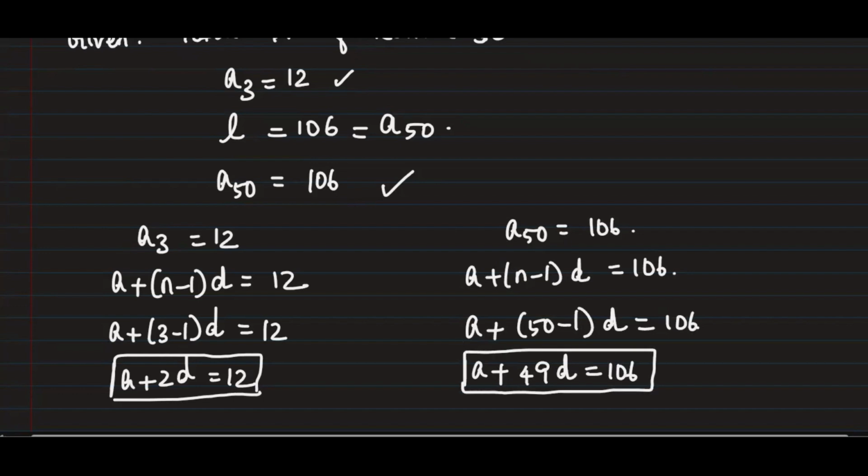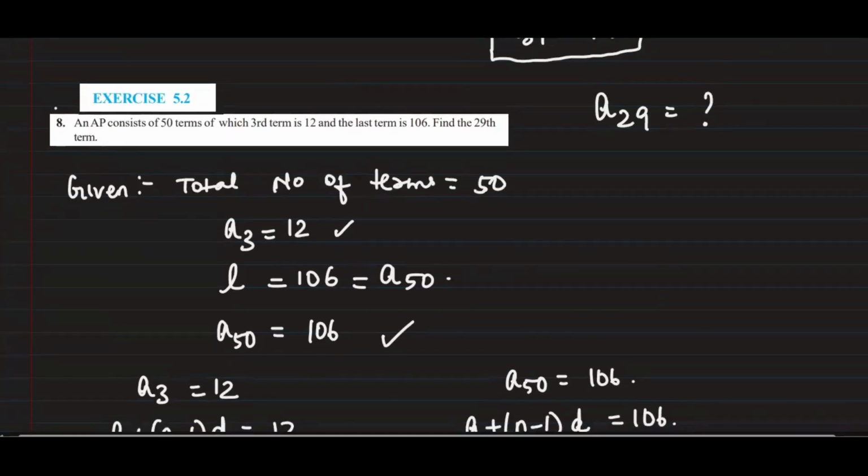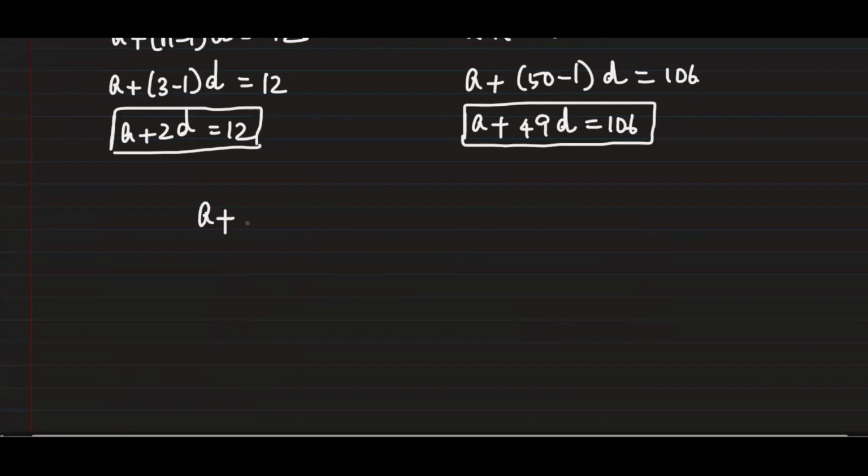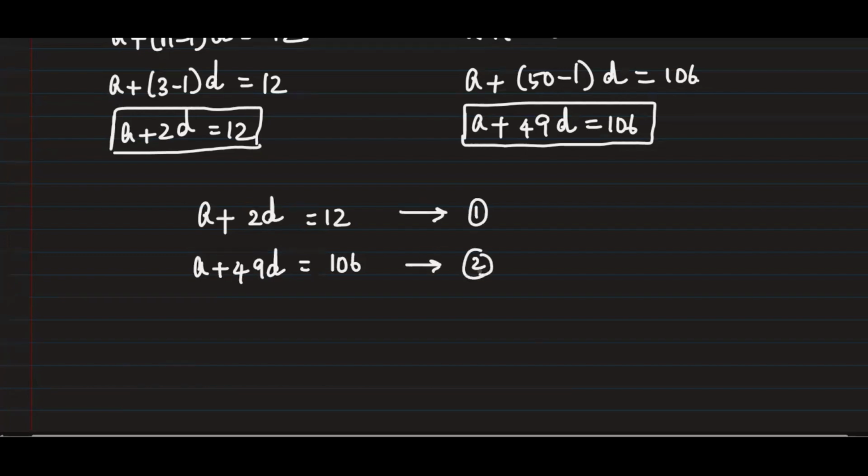Now let's solve these equations to get the values of A and D. Then we will find A29. So let's write one below the other. A plus 2D is equal to 12, equation 1. And A plus 49D is equal to 106, this is equation 2. Okay. Fine. Now solve this one.